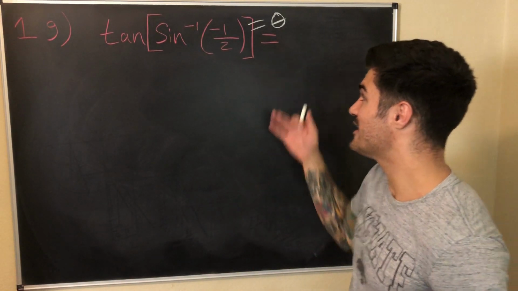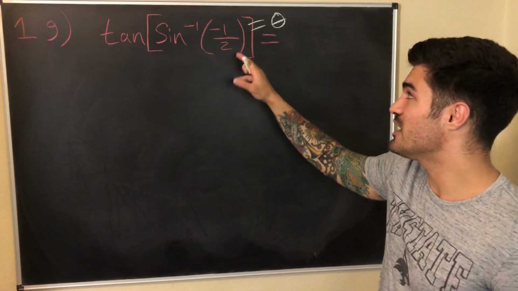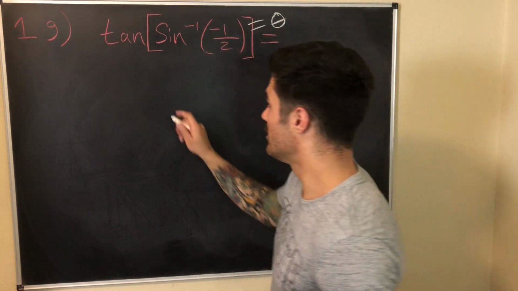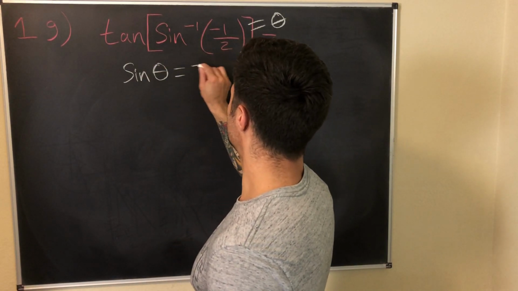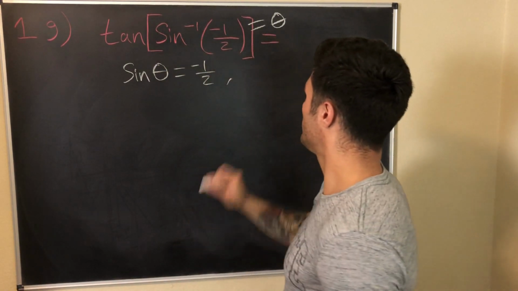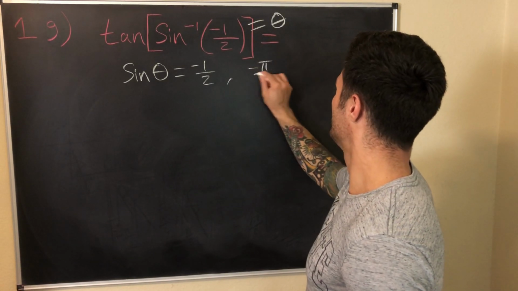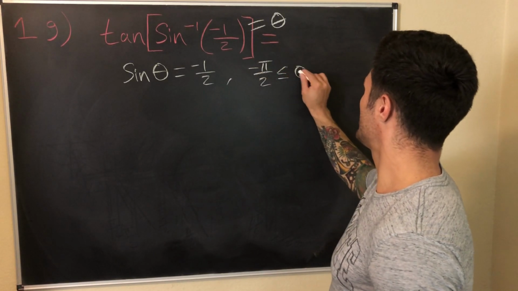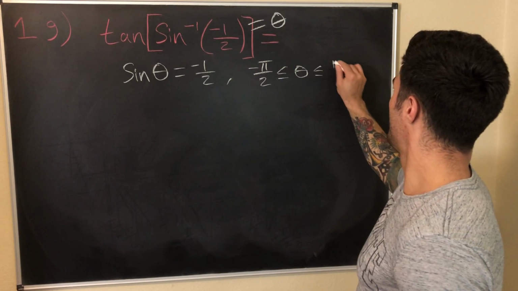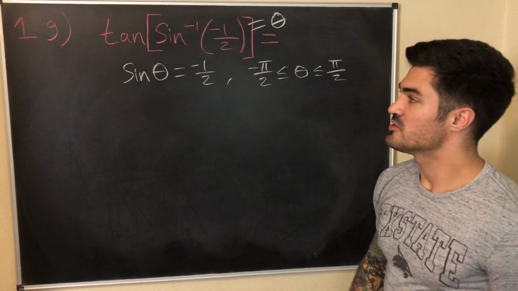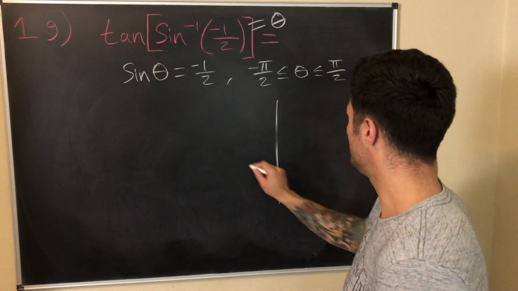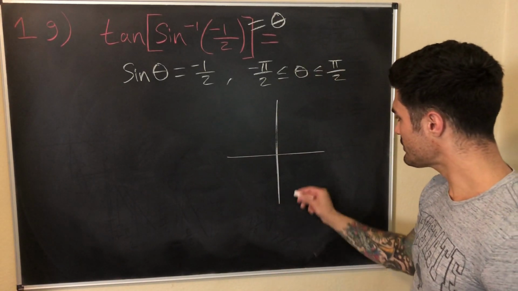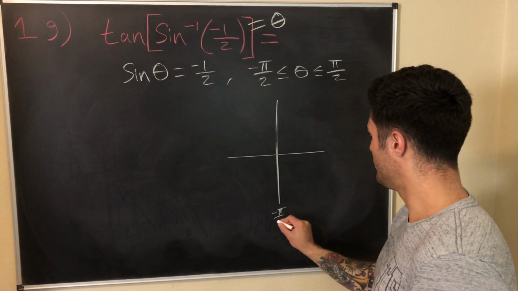So first let's find that angle. So the sine inverse of negative 1/2 equals some angle. Well, that's really like asking the sine of what angle equals negative 1/2. But remember, that angle has to be in the range of sine. Y'all got this down by now, I hope. Okay, so the sine of what angle equals negative 1/2, but it's got to be between negative pi over 2 and pi over 2. So here's negative pi over 2.